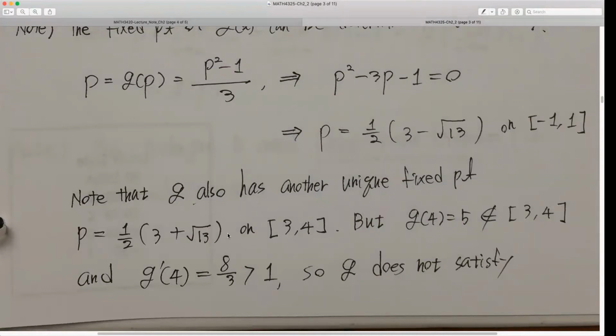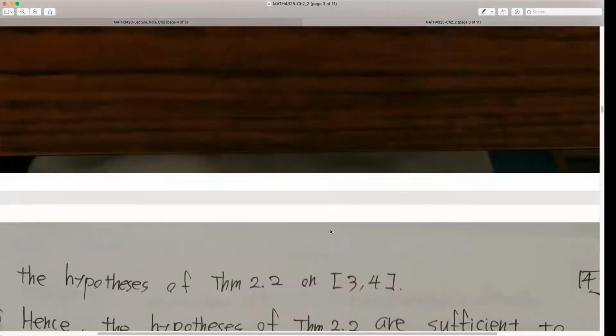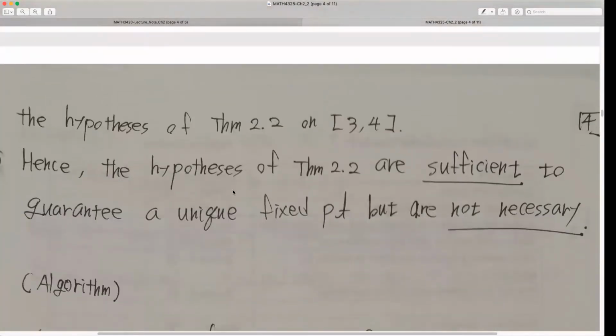But on the closed interval [3, 4], function g does not satisfy the hypothesis in theorem 2.2. So what does it mean? The hypothesis of theorem 2.2 is sufficient to guarantee uniqueness of the fixed point, but it is not a necessary condition. Okay, so keep in mind this: the assumptions in theorem 2.2 are a sufficient condition, not a necessary condition.